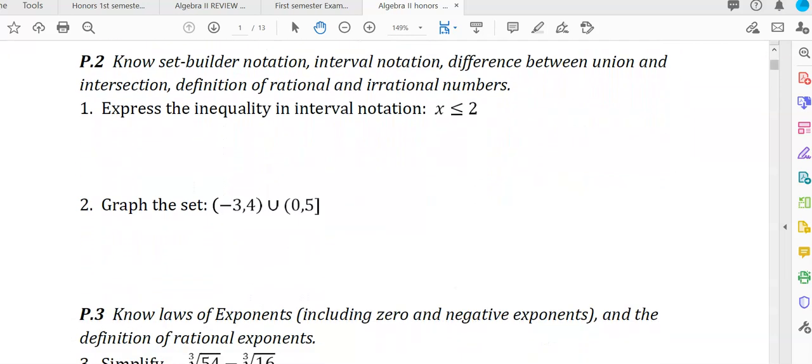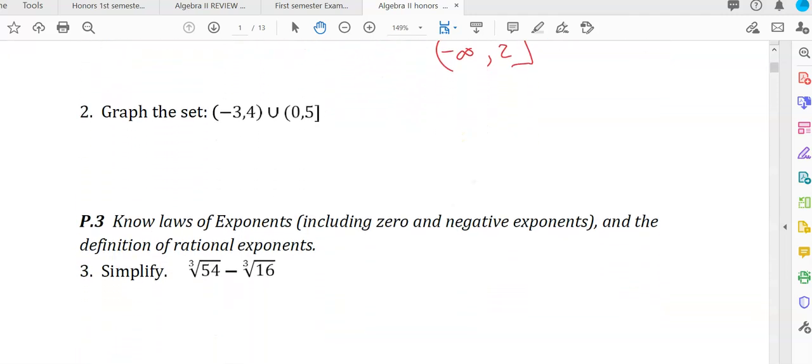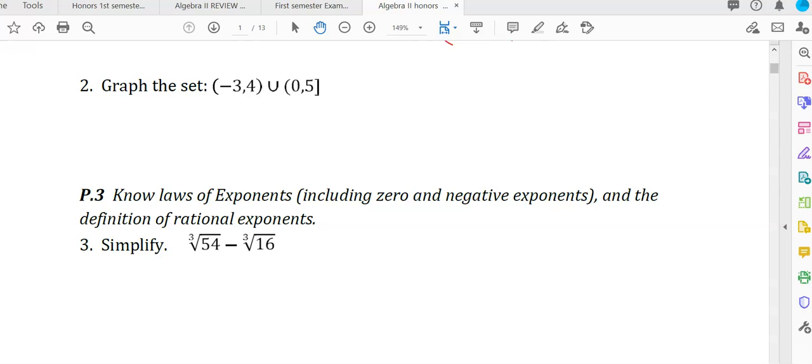Okay, so let's start with interval notation. So less than or equal to 2, that would be from negative infinity to the upper bound. 2 is the upper bound. It's inclusive there. It includes 2, so it's going to be a bracket. Infinity is always parentheses.